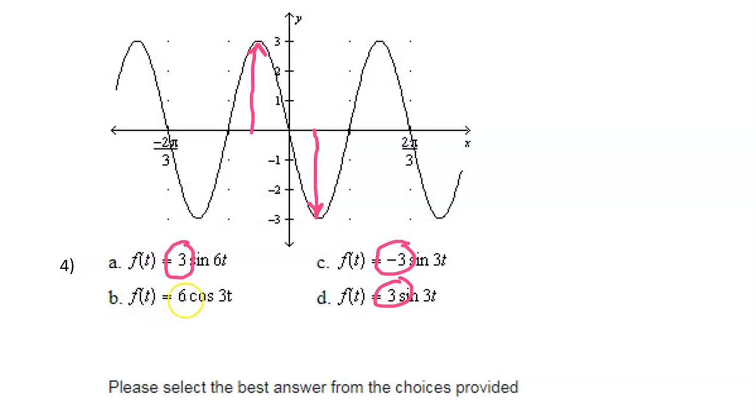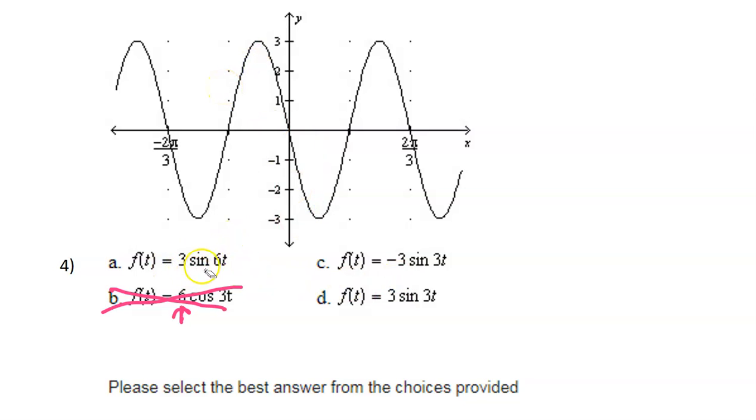Except for option B, which has an amplitude of 6. This graph does not have an amplitude of 6 because it only goes up 3 and down 3. If it had an amplitude of 6, it would go up 6 and down 6. So we can go ahead and throw out option B. But we still have to narrow it down between the other choices.